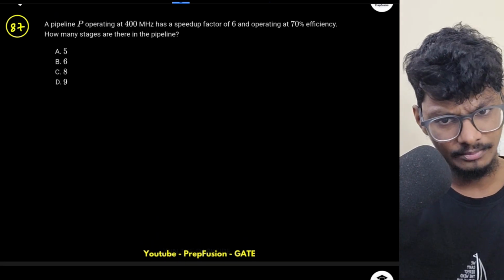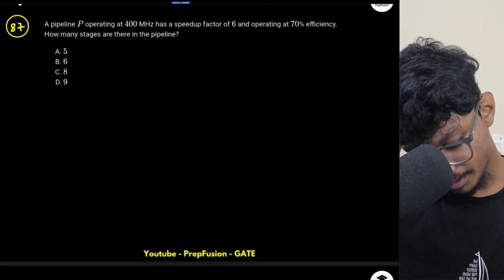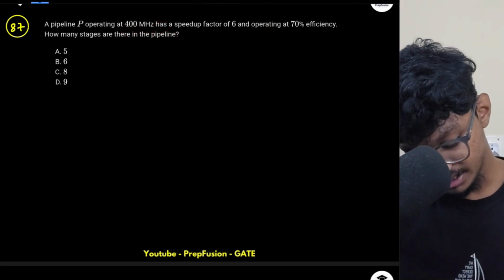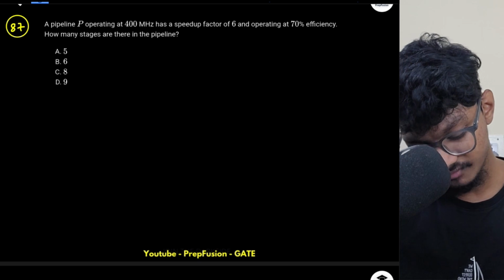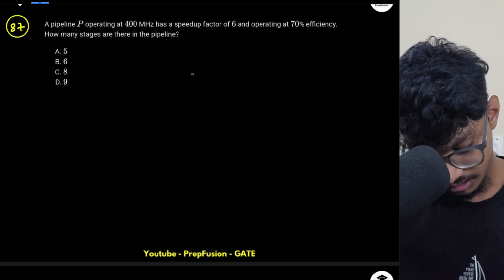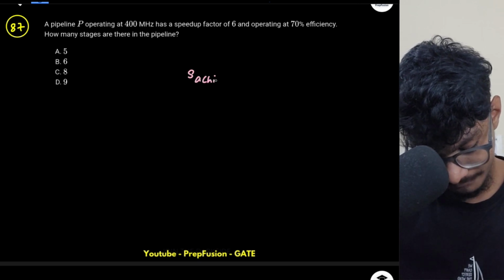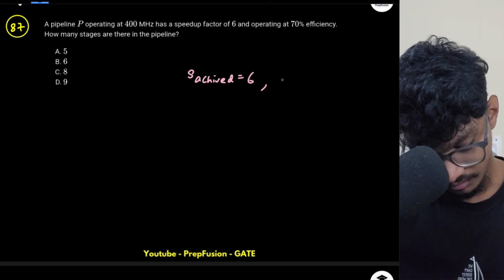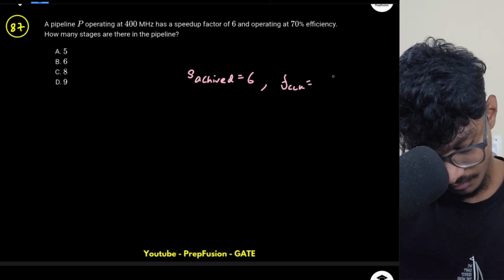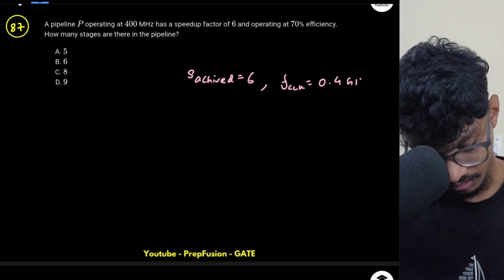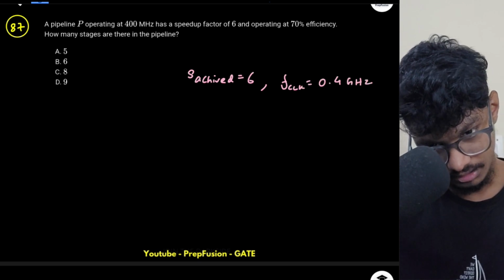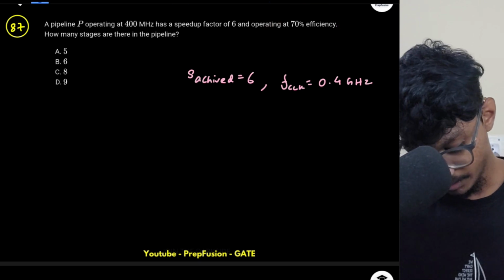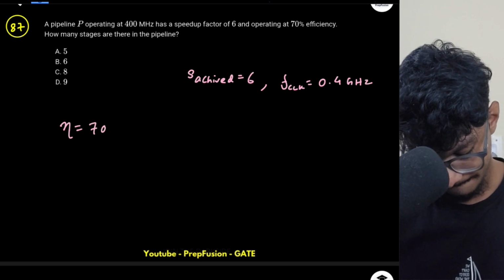So there is a question, this came in ISRO, I think. A pipeline P operating at 400 megahertz has a speed up factor of 6. So S achieved is 6 if my F clock is 0.4 gigahertz. Okay, and I am operating at 70% efficiency. So my efficiency of the pipeline is 70%.